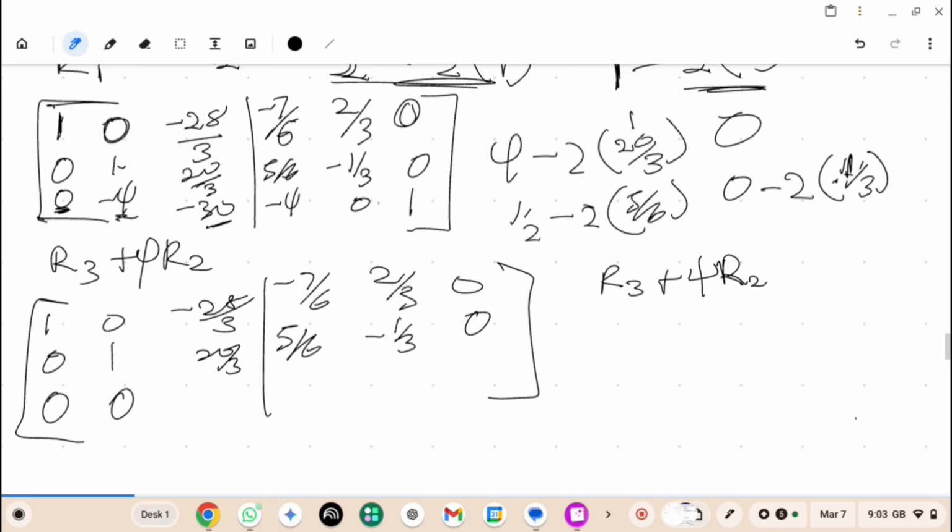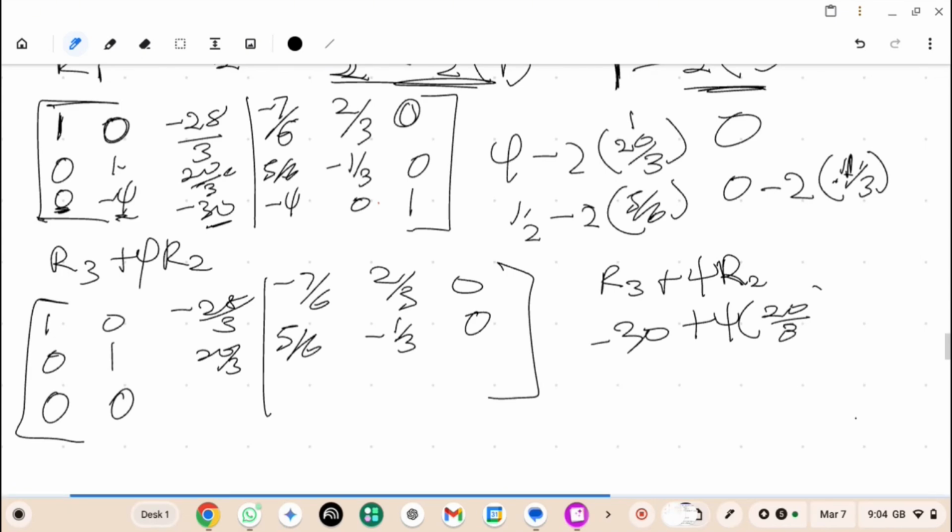So we say negative 30 plus 4 multiplying 20 on 3. So when you punch everything, minus 30 plus 4 multiplying 20 on 3, you're going to get negative 10 on 3. So here is negative 10 on 3.